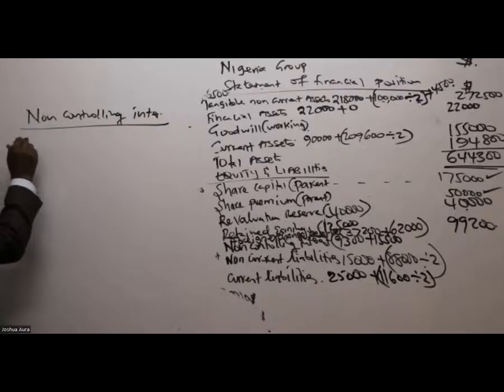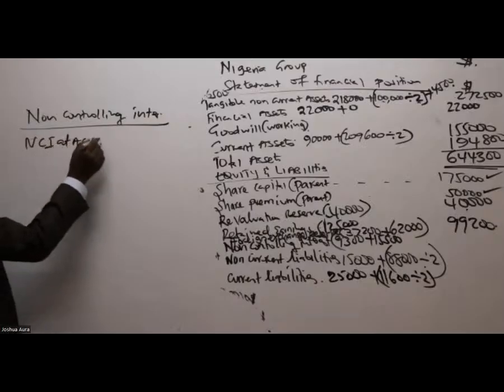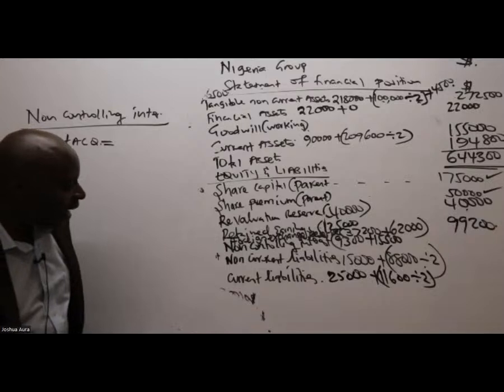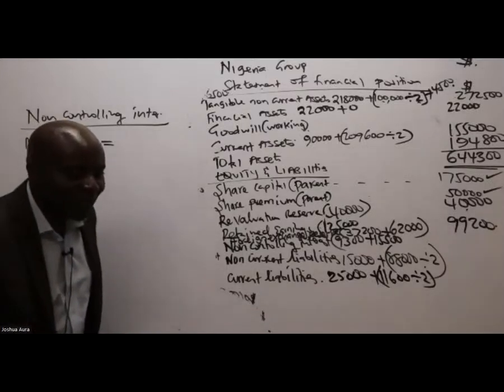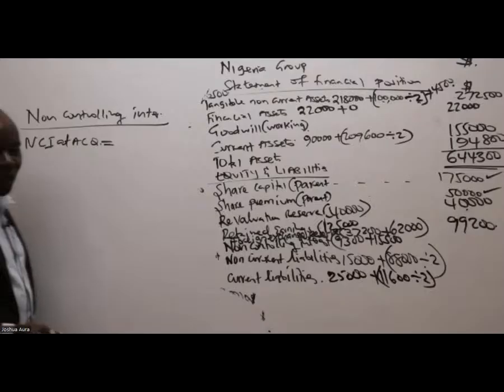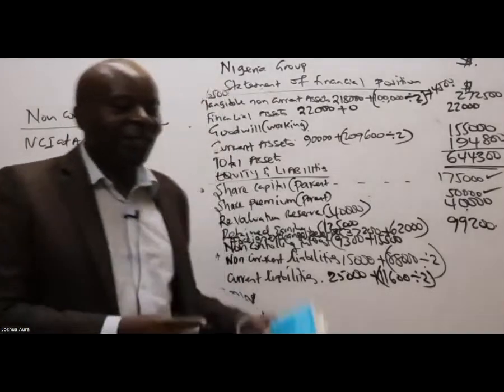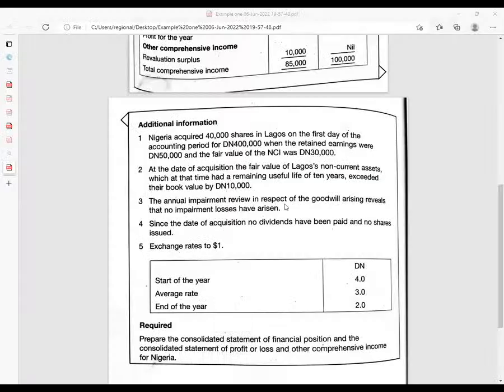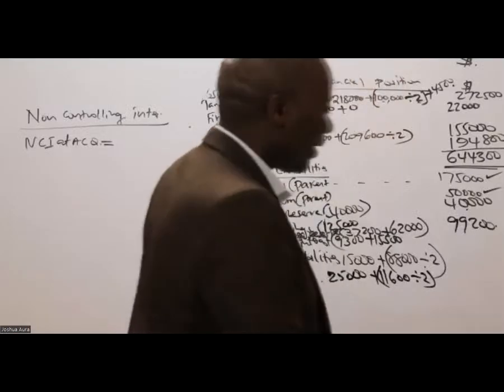For non-controlling interest, there was NCI at acquisition. Tell me, somebody, how much was it? NCI at acquisition is this one here. It is 30,000, the fair value at acquisition. Isn't that so? NCI at acquisition is 30,000.